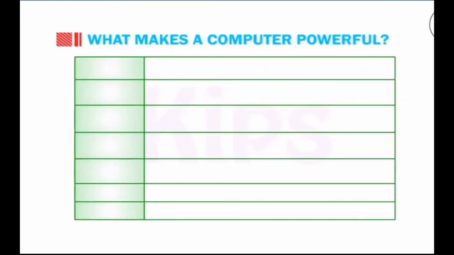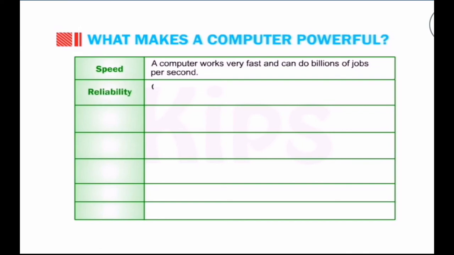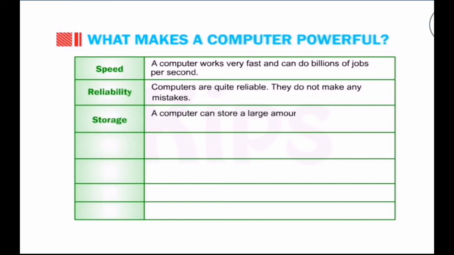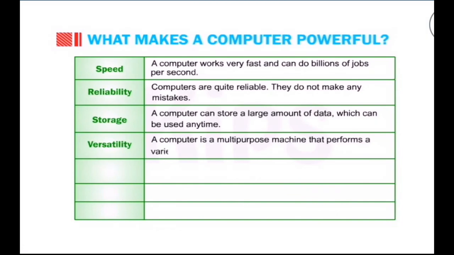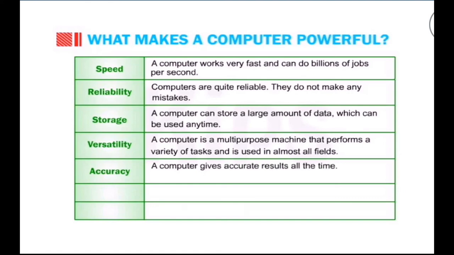Let's start with the first point, speed. A computer works very fast and can do billions of jobs per second. Computers are quite reliable. They do not make any mistakes. Storage: a computer can store a large amount of data which we can use anytime. It's a versatile machine, a multi-purpose machine that can do a variety of jobs. It always gives you accurate results with very limited errors.